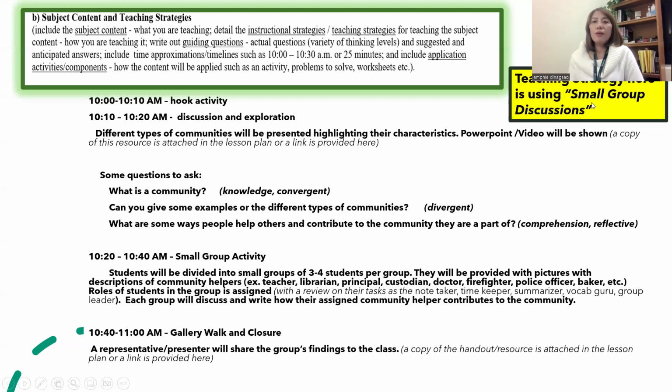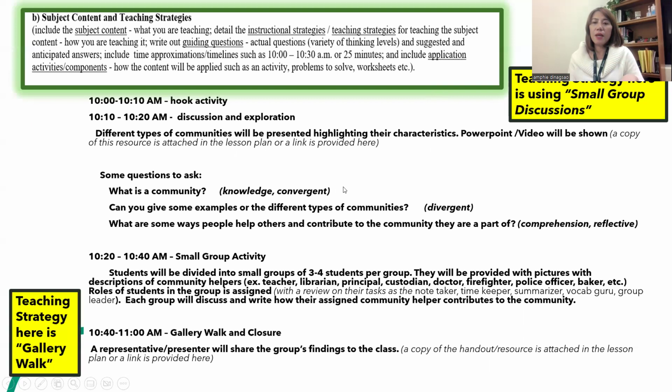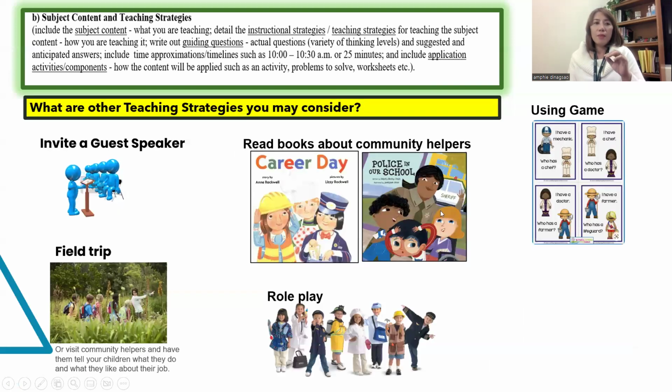Okay, so I will emphasize that in this particular part, the teaching strategy is using small group discussion and using gallery walk. So now, allow me to present that there are several different teaching strategies. So you have to specify in your lesson plan, what is this teaching strategy? Are you inviting a guest speaker? That's a teaching strategy. Is the teaching strategy a field trip, or visit a community helper, or interview a community helper? That is a teaching strategy.